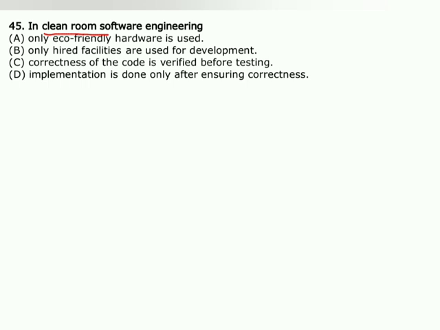The main advantages here are high reliability, cost effectiveness, predictable quality and structured development. So option D is the correct one. Implementation is done only after ensuring correctness. So it is reliable, and after preventing a defect, the implementation is done. And clean room software engineering is a development process.